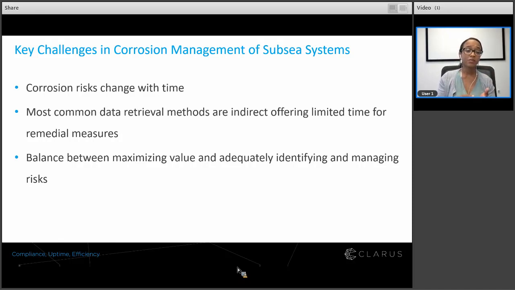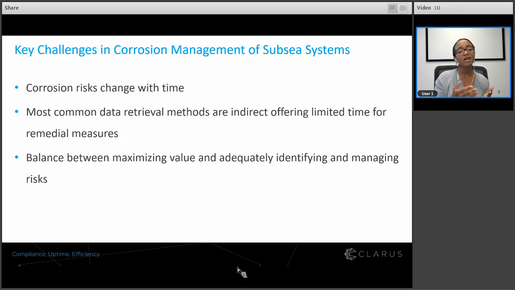The other challenge that we see is that the most common data retrieval methods that are used provide indirect data on the condition of the subsea system, offering limited time for remedial measures. An indirect method might be corrosion coupons at the facility that are not directly in the flow path that we're interested in, but does provide trending data, versus a direct method such as inline inspection or non-destructive examination that might offer direct measurement of the internal corrosion hotspots that we're concerned about.